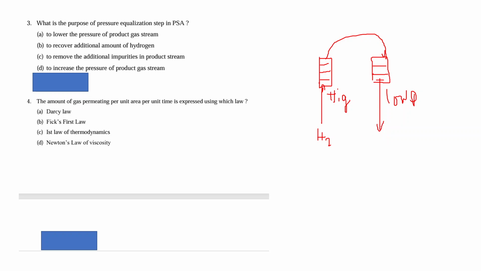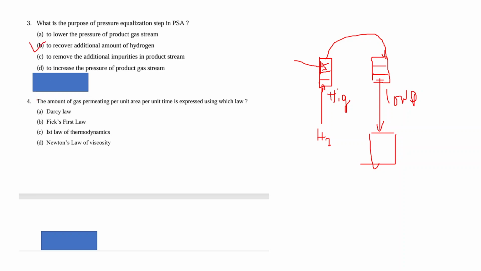Okay, and in this way, if some hydrogen is absorbed, some hydrogen remained, or some hydrogen interacts with the chemical, this hydrogen will also come outside, or we can recover this hydrogen. That's why the correct option will be to recover an additional amount of the hydrogen.